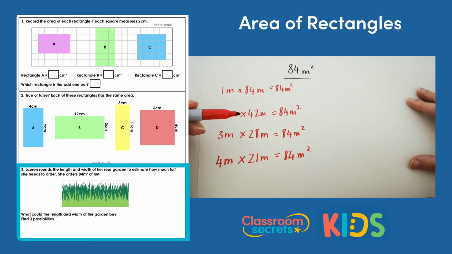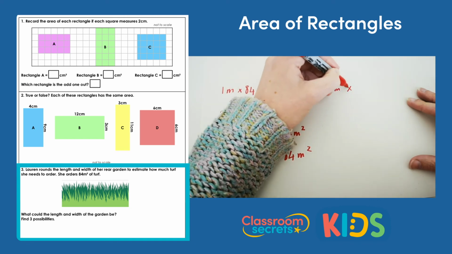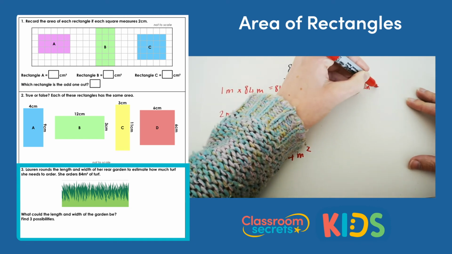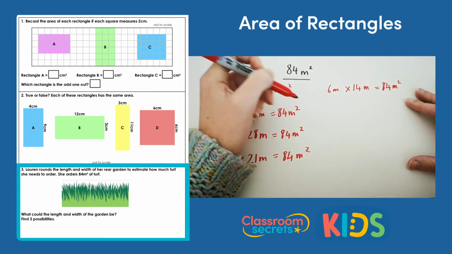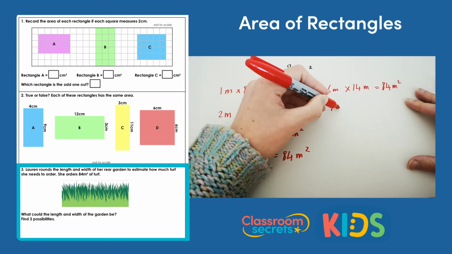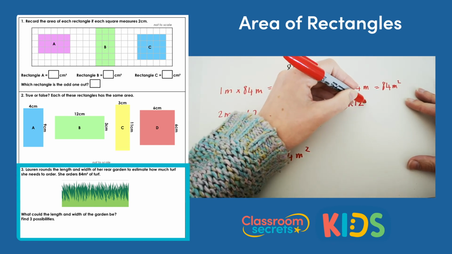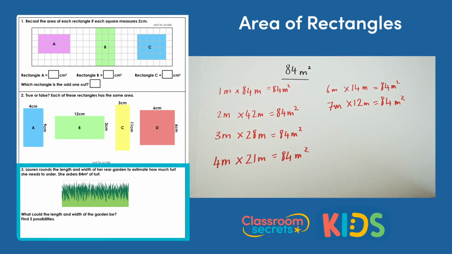So there's 4, we've given 4 possibilities and we were only supposed to give 3, but there are more. We can give 6 metres and 14 metres, as that equals 84 metres squared when multiplied together. And finally we can do 7 metres times 12 metres, because that gives 84 metres squared. So out of all of those answers, you could give any of those 3.